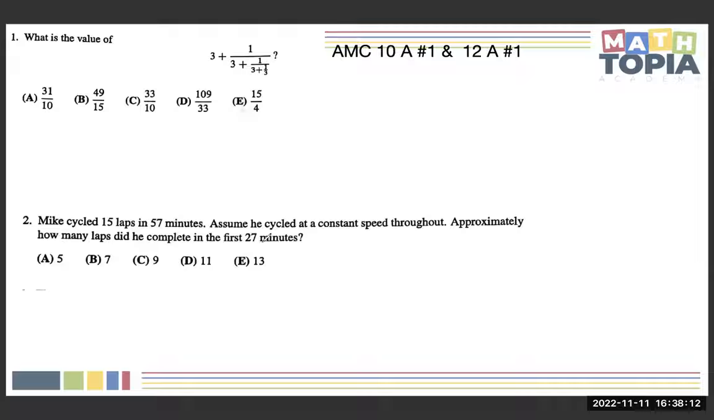Well, first off, we can immediately tell that 27 is about half of 57, so we should have about half of 15. Half of 15 is around 7.5. So we can already tell that approximately it's going to be closest to 7, but we should probably do the test anyway, because the answer might happen to be 9, right?